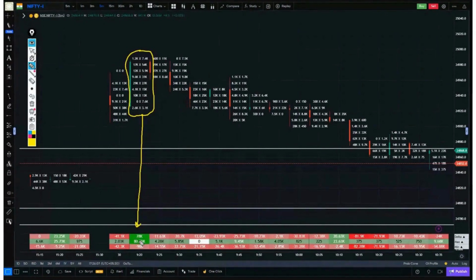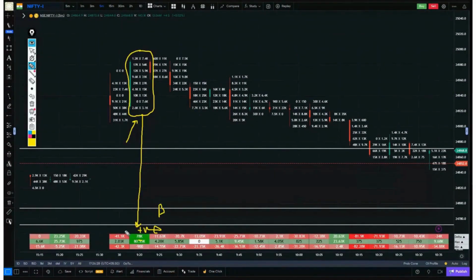There is a value of 78,000 and it is inside a green box. So that means this is a positive delta. There is no negative sign in front of the value, right? So that means this is a positive delta and this time it is showing us the value of the buyers. It means that inside this candle, there are more buyers compared to sellers.